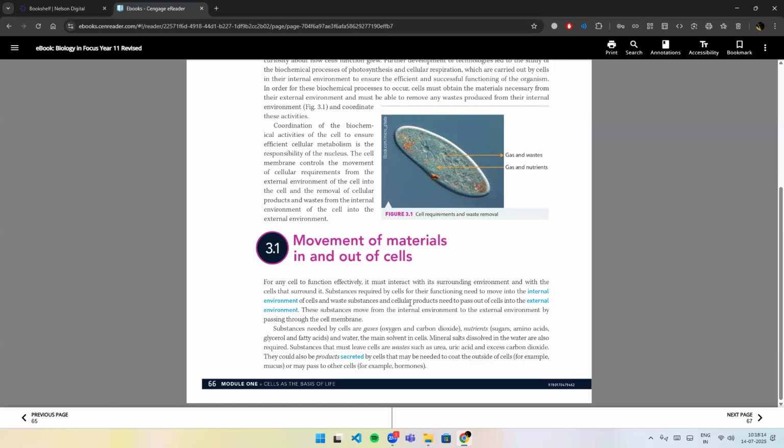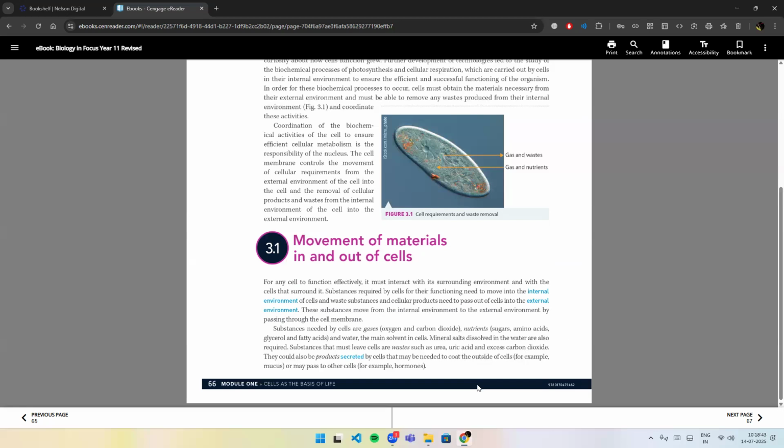Movement of materials in and out of cells. For any cell to function effectively, it must interact with its surrounding environment and with the cells that surround it. Substances required by cells for their functioning need to move into the internal environment of cells, and waste substances and cellular products need to pass out of cells into the external environment. These substances move from the internal environment to the external environment by passing through the cell membrane.